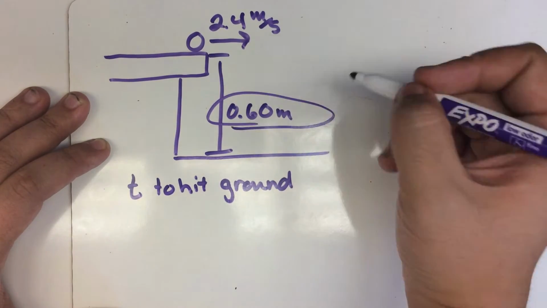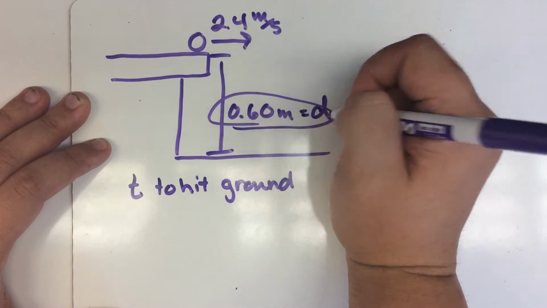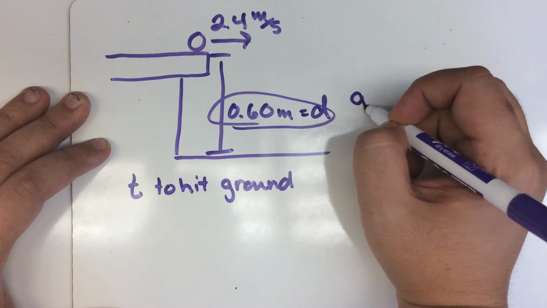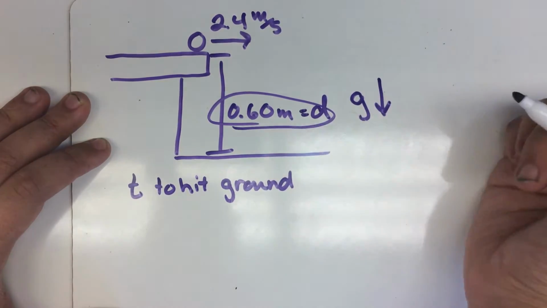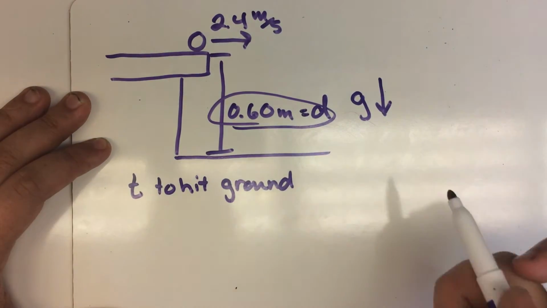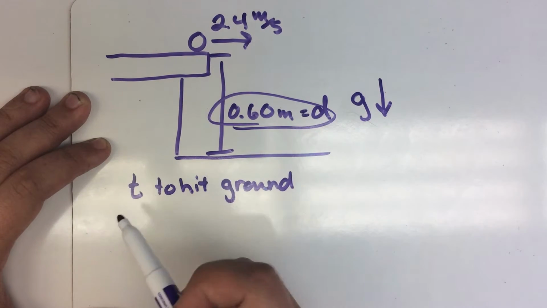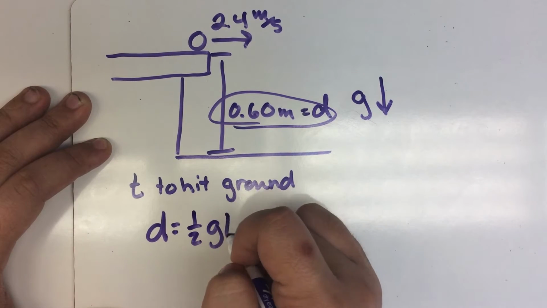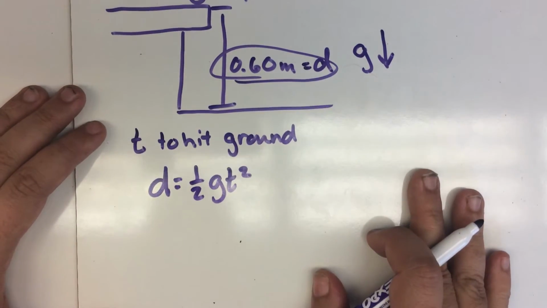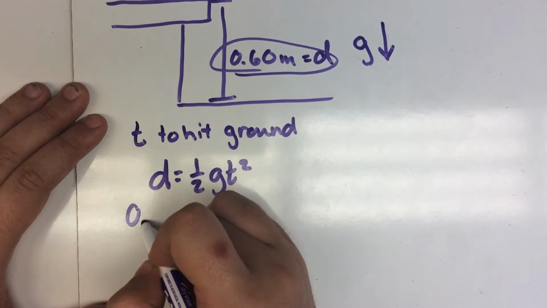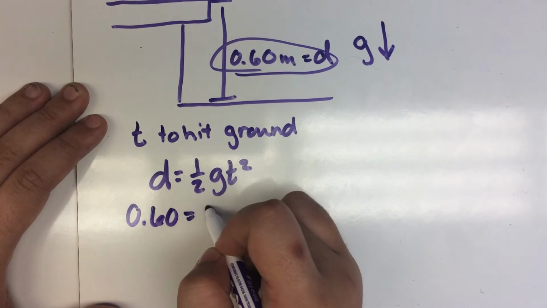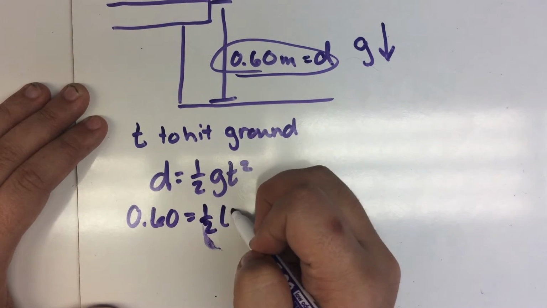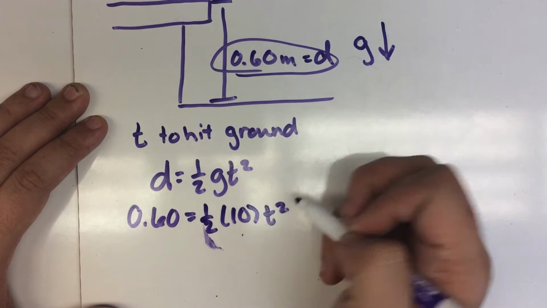So this is a distance, and I have a time, and because it's vertical, I'm also going to have to include g in here, because g is the acceleration due to gravity. So if I have distance, g, and time, I'm going to want to use d equals 1/2 gt squared. So I plug in what I know. I got 0.60 equals 1/2 times 10 times t squared.